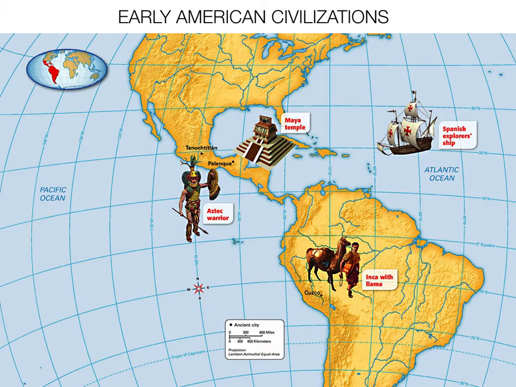So as you learned from the last video that you just watched, the land bridge theory is the most recognized idea of how people came from the continent of Asia into North America, and they probably didn't even realize that they were on a new land. So the early American civilizations existed in North and South America, mostly Central America, where you see the Mayan temple and the Aztec warrior in this picture, and in the northern parts of South America, where you see the Inca person here with the llama.